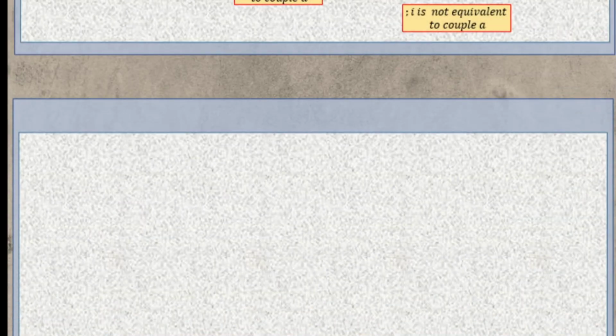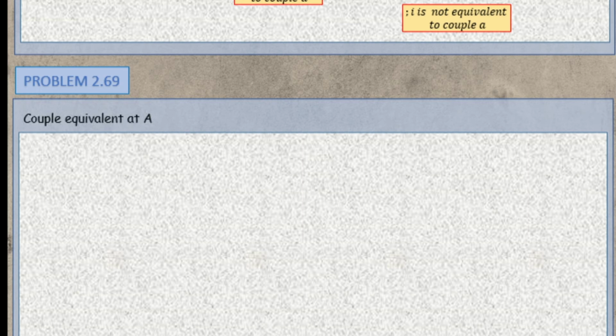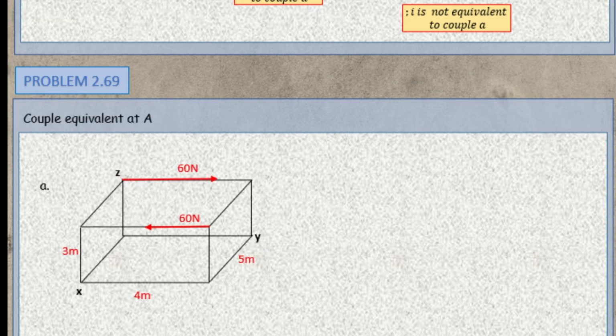Okay, so let's try to solve our problem 2.69. For problem 2.69, we have to find the equivalent couple at A. Based on the given figure at A, we have this 3D figure. Since this is a 3D figure, we have to find the couples X, Y, and Z.